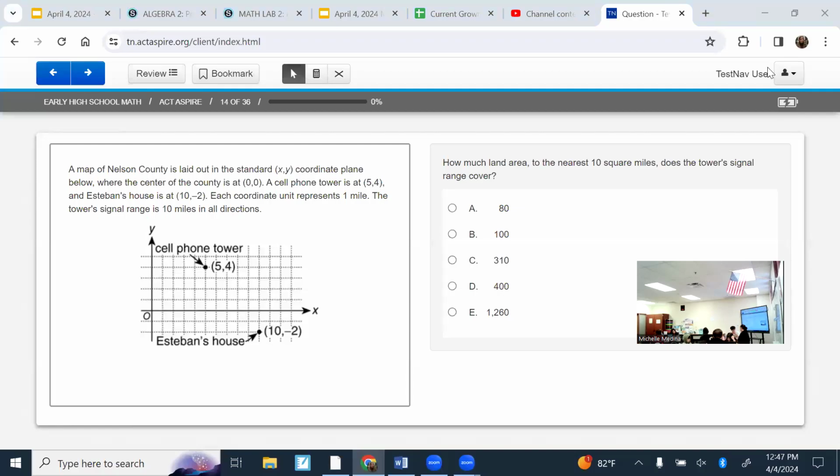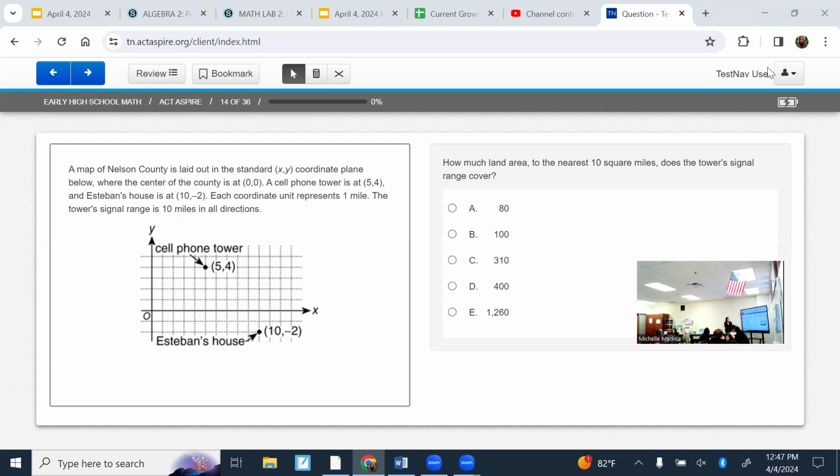the person that was asked about. This situation goes with a few of the questions, so here's a situation. A map of Nelson County is laid out in the standard XY coordinate plane below, where the center of the county is at 0, 0.